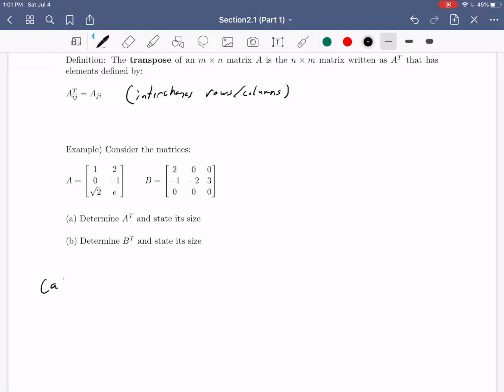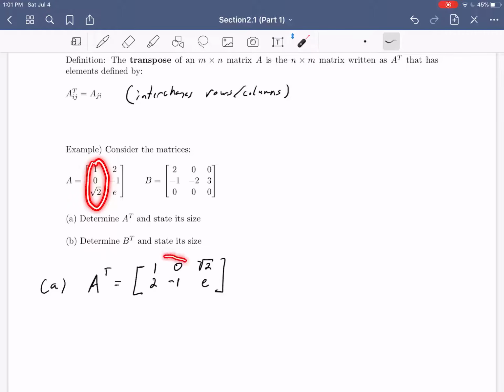So for A, we would have A transpose. What we're going to do is take the rows of this and turn those into the columns of the transpose. So the first column of the transpose would be 1, 2, then 0, -1, then root 2, and e. So we would notice that I did it by taking the rows of this and changing them into the columns of this. You could also look at the columns of this.